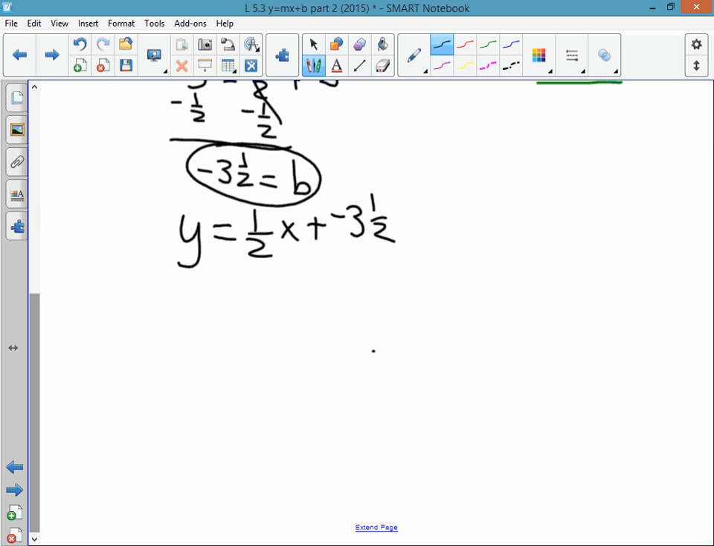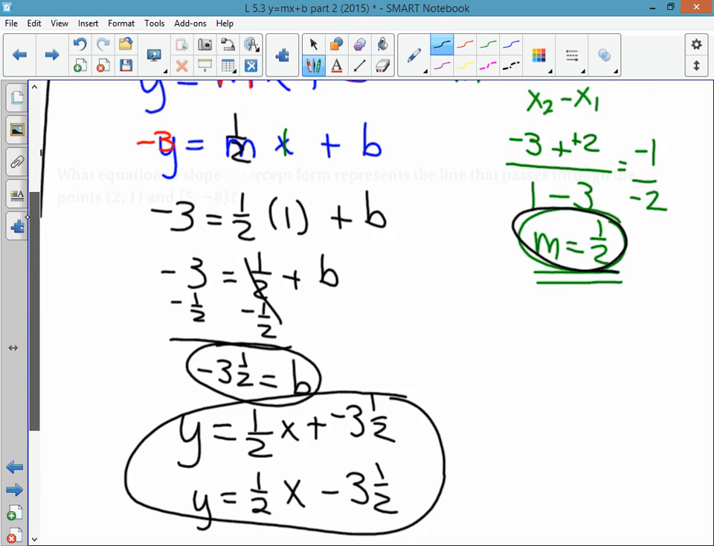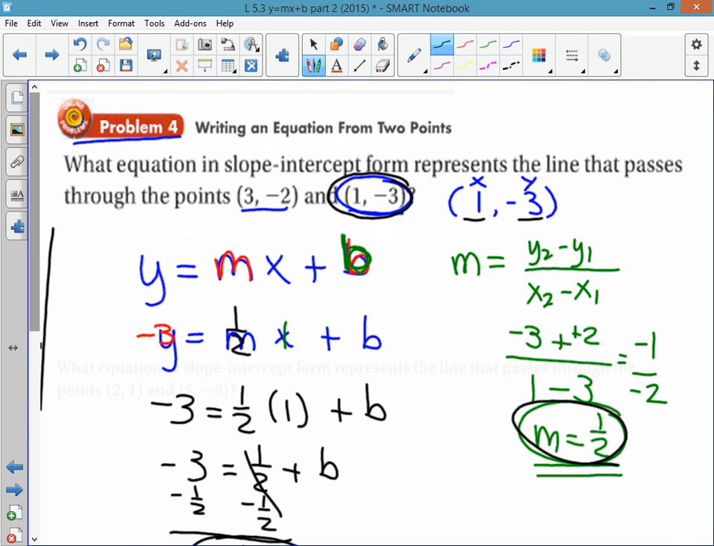And that's my equation. Now I could write it with subtraction instead of addition. So y equals 1/2 x minus 3.5. Either one of those is correct. And now you see why I waited until part 2 to show you that problem.